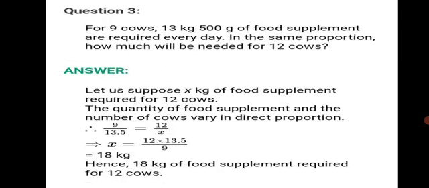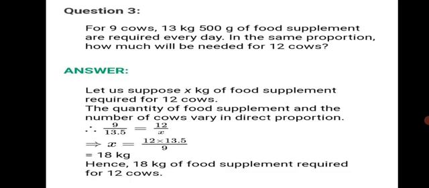Question 3. For 9 cows, 13 kg 500 gram of food supplement are required every day. In the same proportion, how much will be needed for 12 cows? So if 9 cows need 13 kg 500 gram, 12 cows will need even more. So increasing order, which tells us it is in direct proportion. So how much will be needed for 12 cows? Let us assume it to be x. So your answer: let us suppose x kg of food supplement is required for 12 cows. The quantity of food supplement and the number of cows vary in direct proportion.